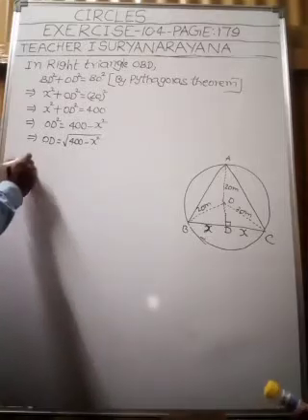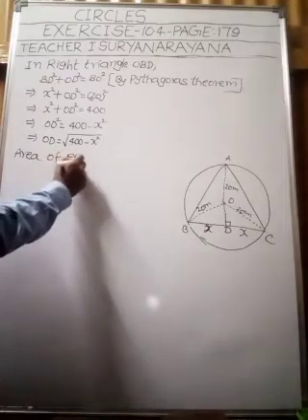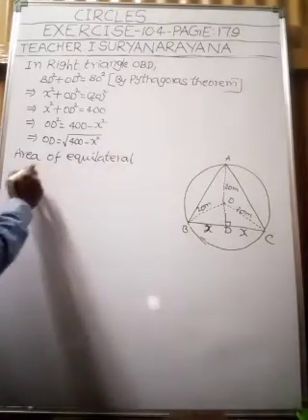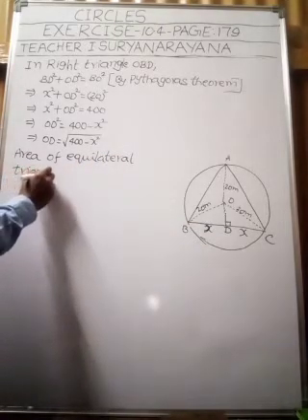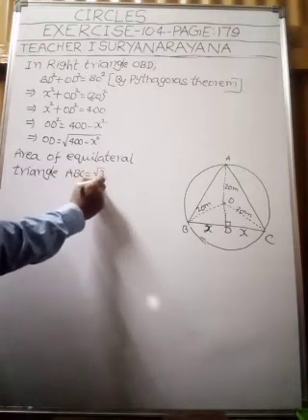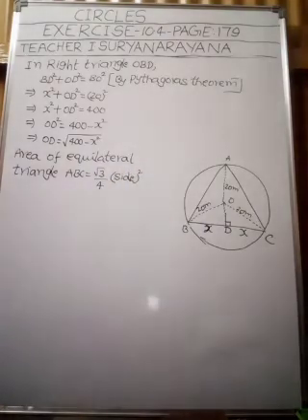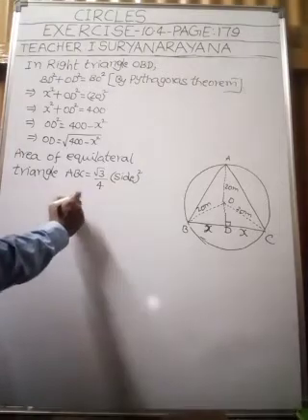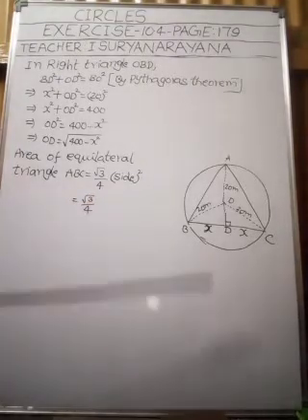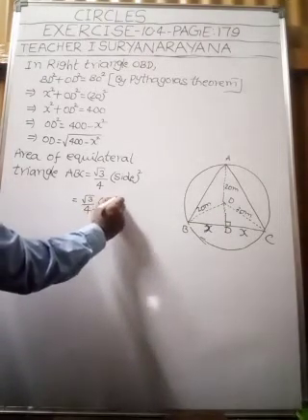Okay. Now area of equilateral triangle ABC. What is the formula? Root 3 by 4 side square. Root 3 by 4 A square. Okay, my children. That is equal to root 3 by 4. Here, what is the side BC? Okay, my children. BC square.